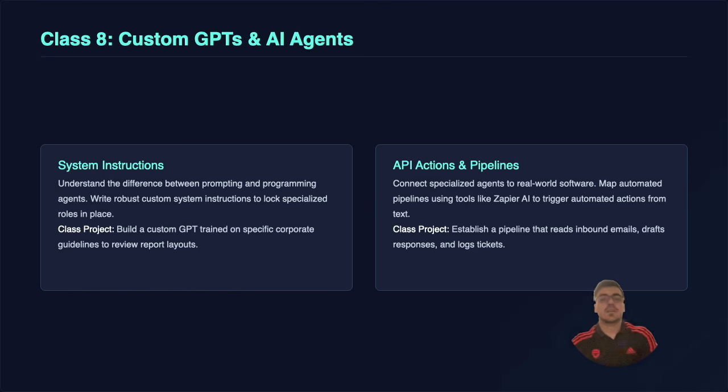On the right, we cover API actions and pipelines. You will learn how to connect specialized agents to the software tools you use every day. We will map automated pipelines using Zapier AI and Make.com to trigger automatic workflows from simple text inputs. For example, we will build a pipeline that reads inbound customer emails, drafts a targeted response, logs a ticket into your database, and sends a notification to your team Slack channel automatically. This class is about scaling a digital company.